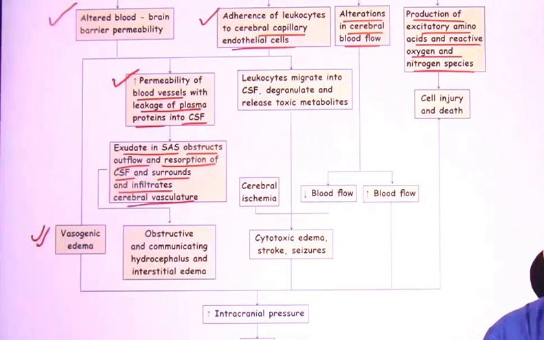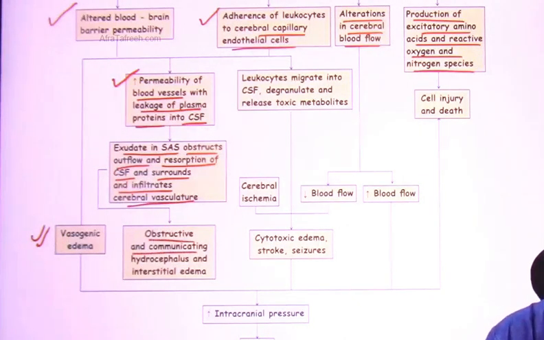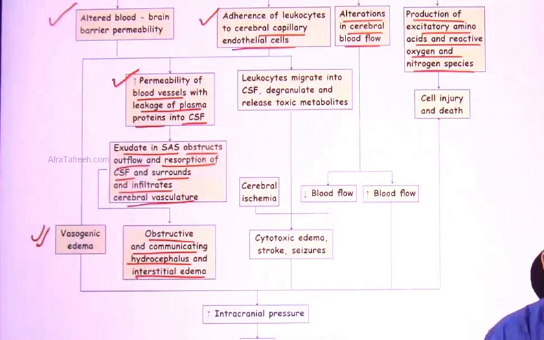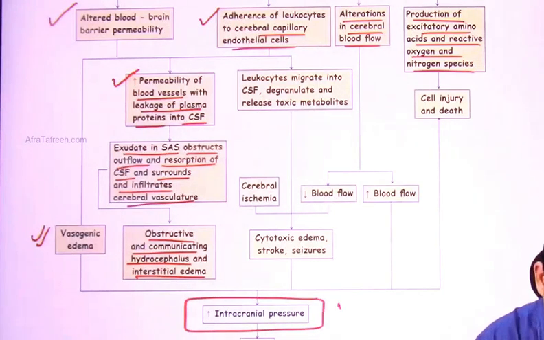So basically, impaired reabsorption of the CSF will happen. Okay, and that will lead to what? Obstructive and communicating hydrocephalus. It can be obstructive, even communicating, and interstitial edema develops. Got my point? So basically, the permeability goes up, vasogenic edema goes up. They all, in fact, this particular chart, they all finally land into what? Increase in the intracranial pressure.